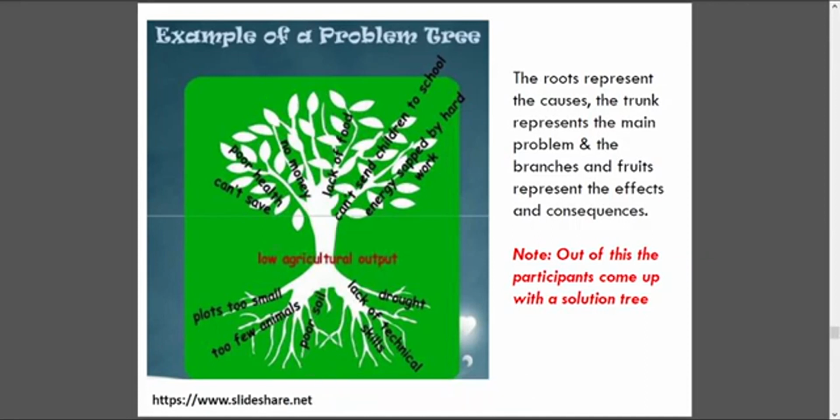But then if we don't look for solutions, we end up having the following effects. The farmers will not be able to save, the farmers will remain poor, there will be no money, there will be lack of food, the farmers will not be able to send children to school. Okay, so this is a typical problem tree.